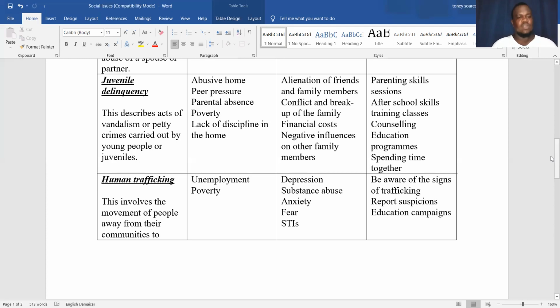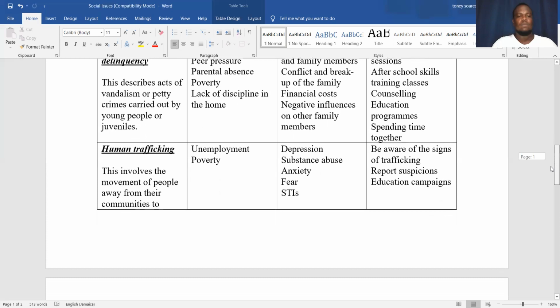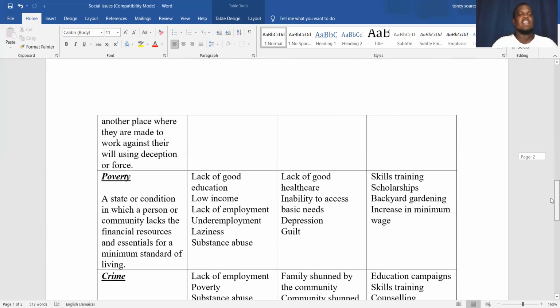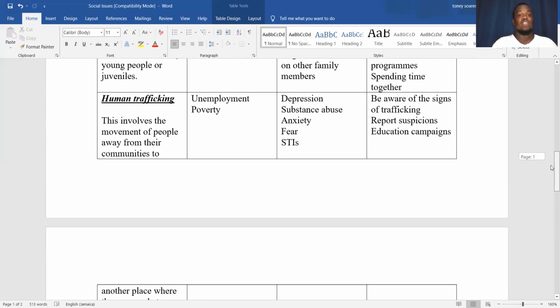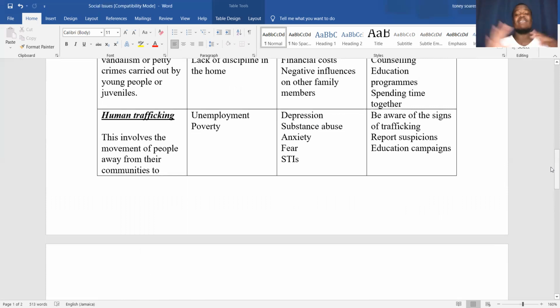Another social issue is human trafficking. This involves the movement of people away from their communities to another place where they are made to work against their will using deception or force. And human trafficking is a big thing in the world. Many of us might not be aware of it, but it's a big thing.